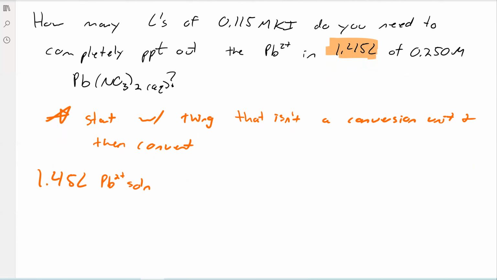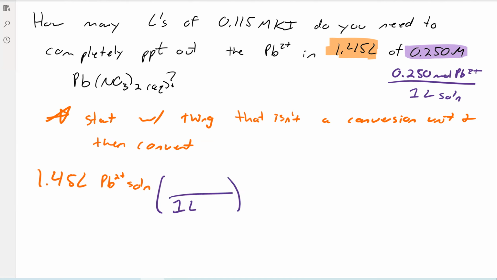And now we just start converting. We're at liters here. So think about what other values here have liters and are talking about the lead solution. It's only this one right here, this 0.250. So that would be 0.250 moles of the lead nitrate, or the lead 2+, either way, it's the same thing, over 1 liter of solution. So we have the liters down on the bottom, that way they cancel out. And the 0.250 moles of the lead 2+ up top. Solution and solution can go ahead and cancel out.